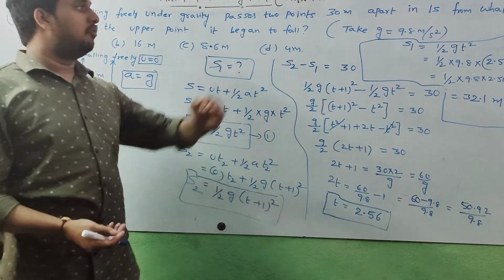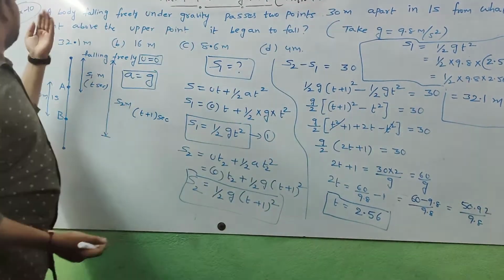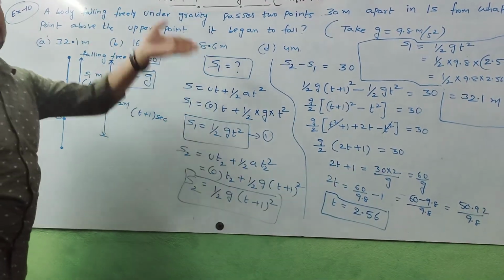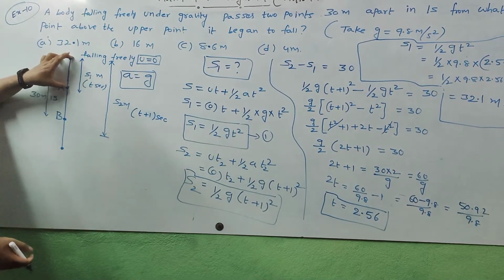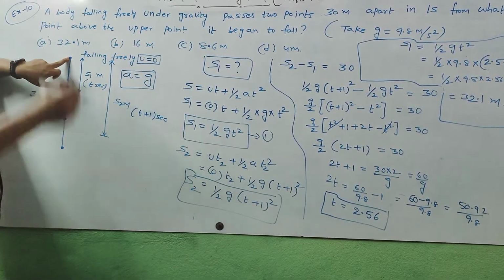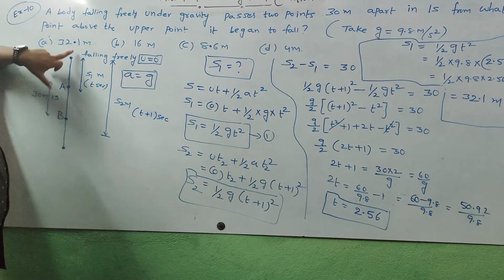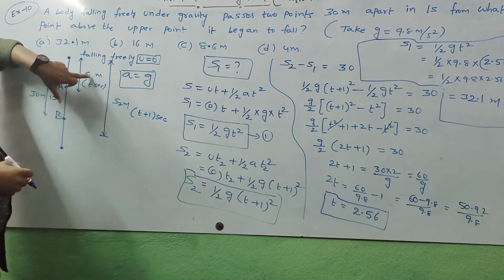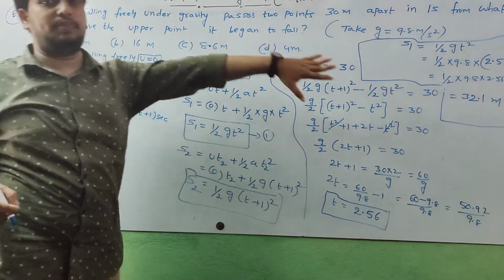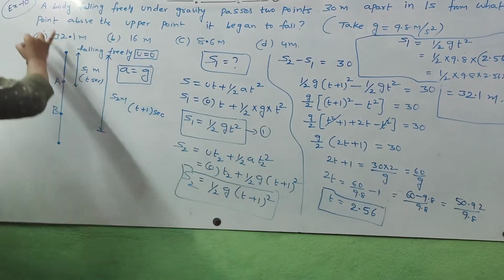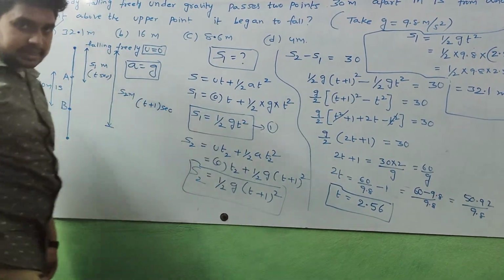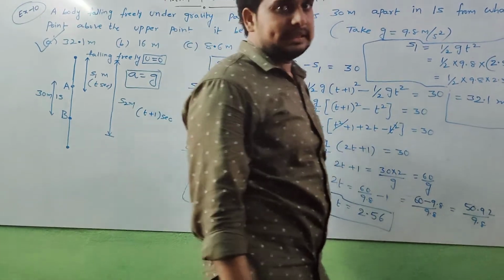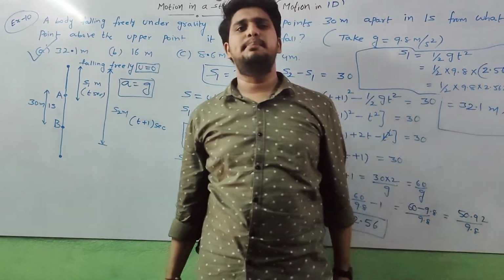That means from what point above the upper point it began to fall, this distance from the upper point it began to fall to A, this distance we need to find, that is S1. S1 is equal to what we got now, 32.1 meter. So now the answer for this question is 32.1 meter. So this is very important.